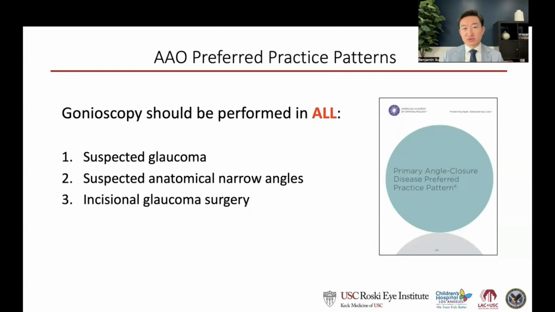Gonioscopy plays a central role in the glaucoma evaluation, and this is highlighted in the AAO preferred practice patterns. The American Academy of Ophthalmology recommends that gonioscopy should be performed in all patients who are suspected of glaucoma, who are suspected of anatomical narrow angles, or who are being evaluated for incisional glaucoma surgery.